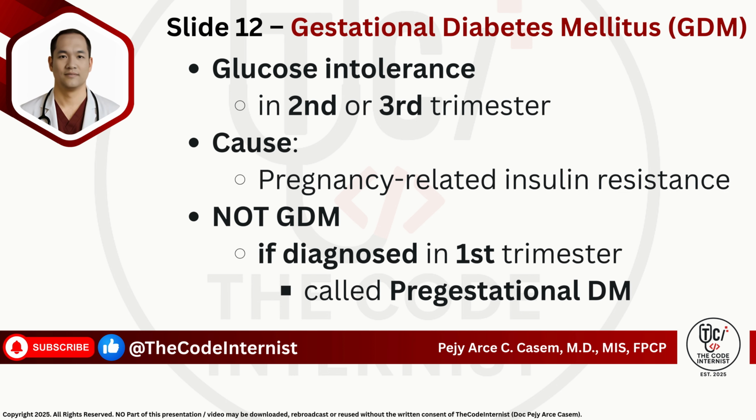Gestational diabetes develops during the second or third trimester of pregnancy. It happens because pregnancy itself causes the body to become more resistant to insulin. When the body can't keep up with insulin demands, blood sugar levels rise. If a woman is found to have diabetes in the first trimester, it's no longer considered gestational diabetes. Instead, it's classified as pregestational diabetes, which means the diabetes existed before pregnancy, but was only discovered during early prenatal care.